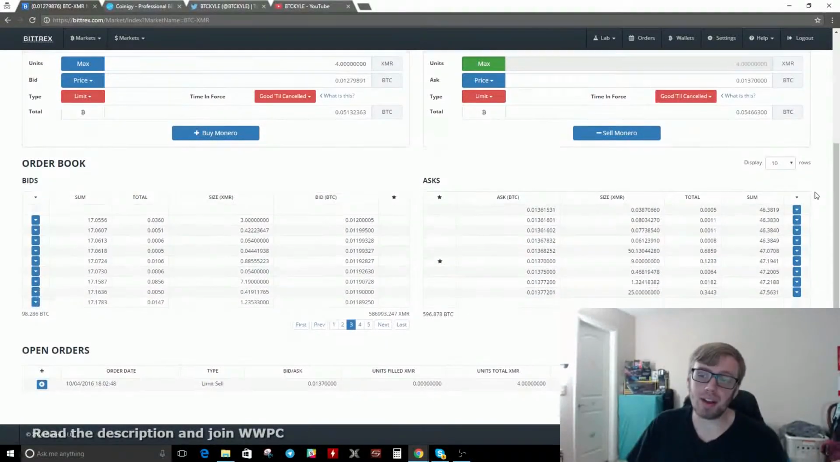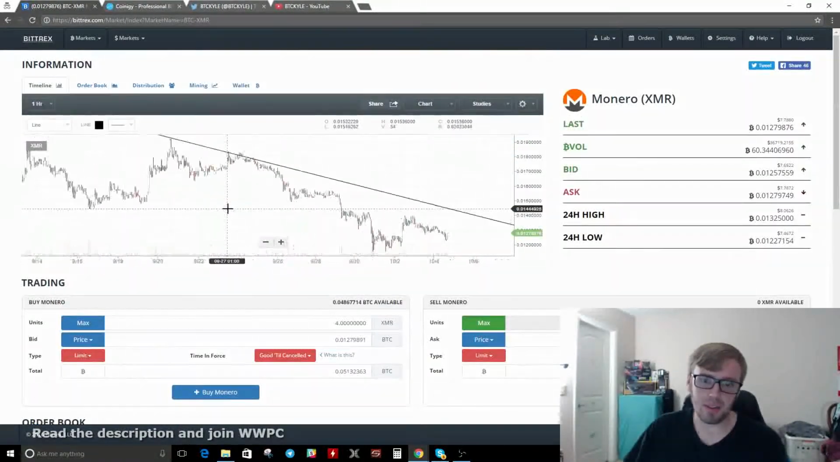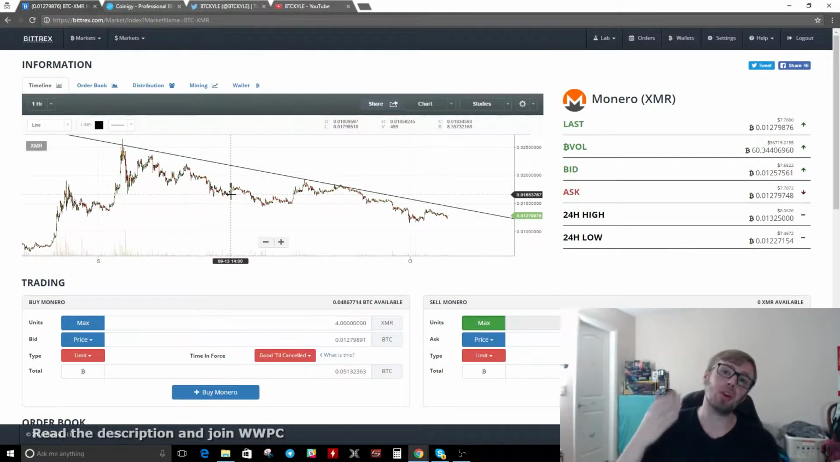So that goes over the basics of trading on Bittrex. This exchange is awesome. If you're a New York resident, you're almost forced to use Bittrex right now. They have what is called the New York State BitLicense. It allows them to operate in New York State. It's great, but not all the exchanges have their BitLicense.